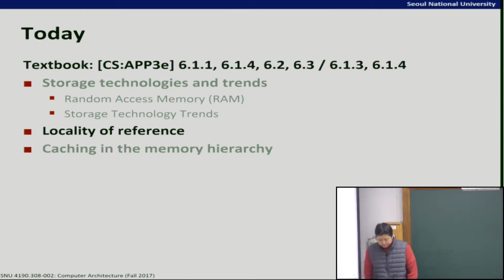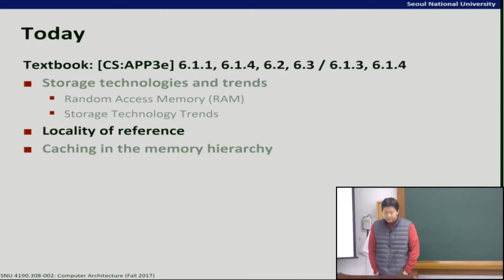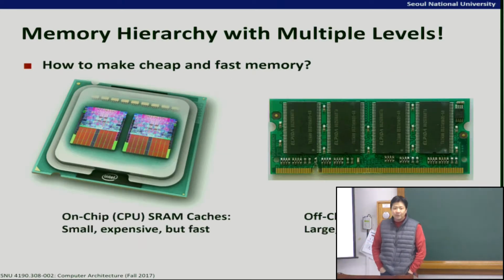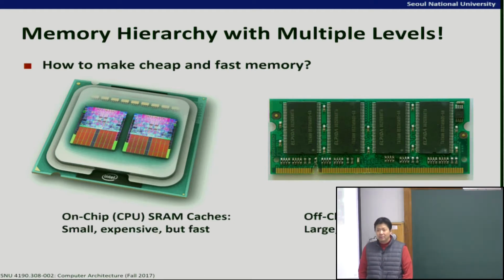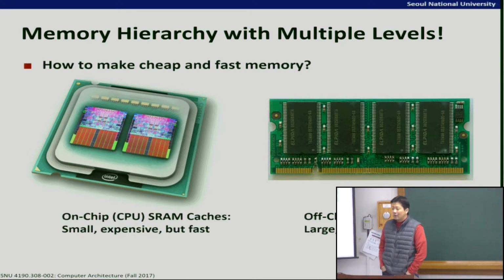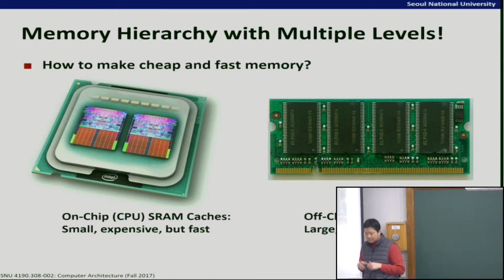So we're going to continue covering the concept of locality. Let's think about the big picture again. We have two different types of memory, SRAM and DRAM. SRAM is generally small and expensive, but really fast. In contrast, DRAM is relatively large and cheap, but slow. So the question is how we can make an ideal memory system that is as fast as SRAM, but as cheap and large as DRAM. That's the goal of architecting this memory system.